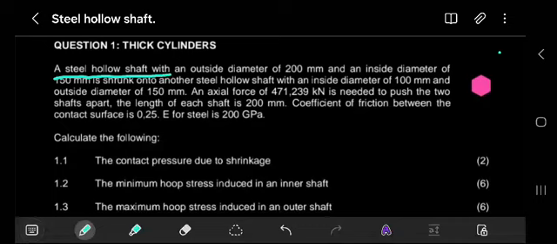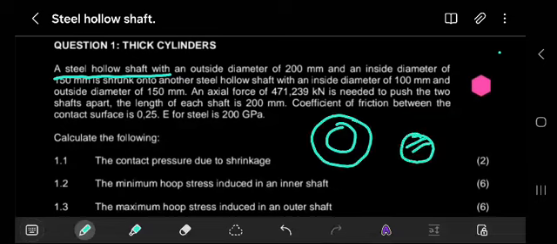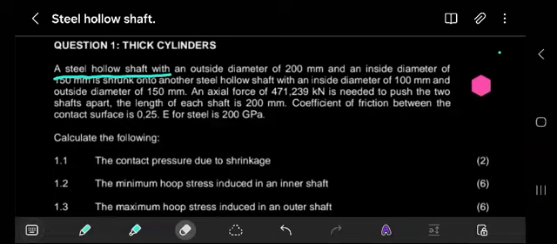You see, this is a hollow shaft. That means it's a shaft that has a hole like that. As you can see, it has an internal and external diameter. Then there's a solid shaft, which has no hole. This one has the internal and the outer diameter. Hopefully you know the difference there. It has an outer diameter of 200 millimeter and an inside diameter of 150, as you can see.